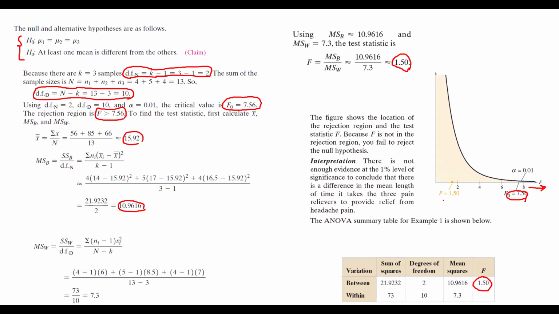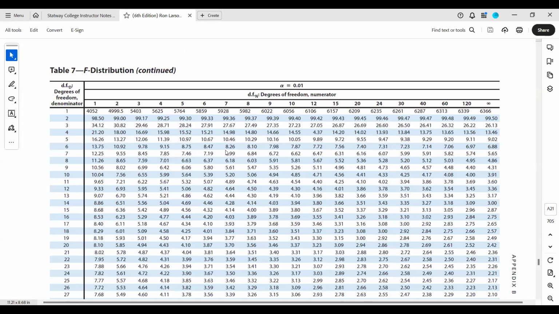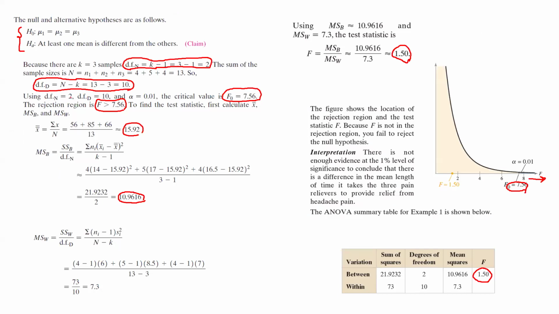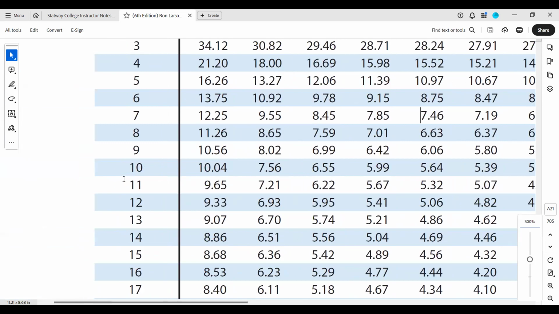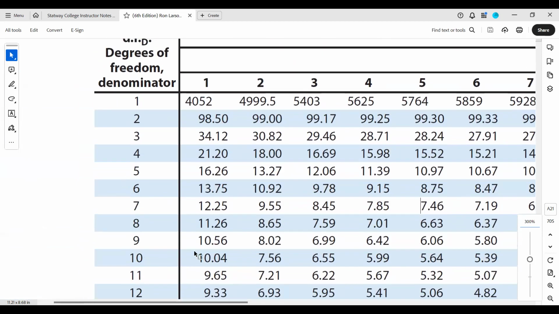And again, the table that we're using is just right here. The degrees of freedom for the numerator. So if you go back and take a look at the degrees of freedom of the numerator, it is 2, and the denominator, it is 10. So here we have a 2, and here we have a 10. So as you can see, 7.56 is indeed the critical value that you're using for 1% level of significance. 2 and 10, they have an intersection, 7.56.